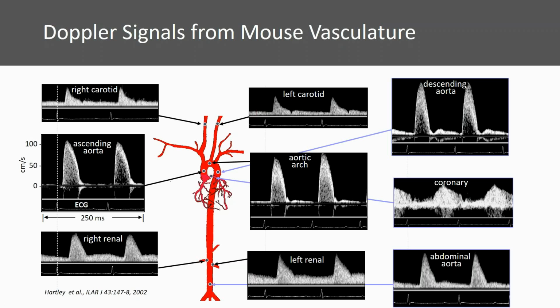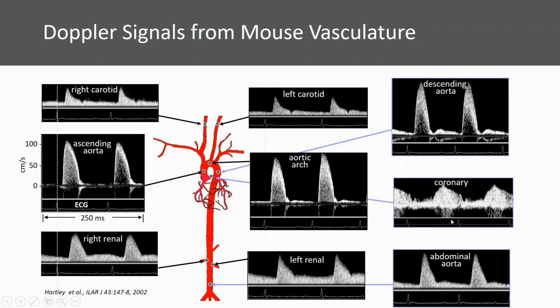As we move through the vascular system, we begin to see some diastolic flow as the vessels get smaller, moving closer towards the capillary beds, such as the renal arteries and the carotid arteries, as you see here. And one of the final spectrums of interest is the coronary artery. Here you actually see the flow shift into the diastolic phase of the cardiac cycle.